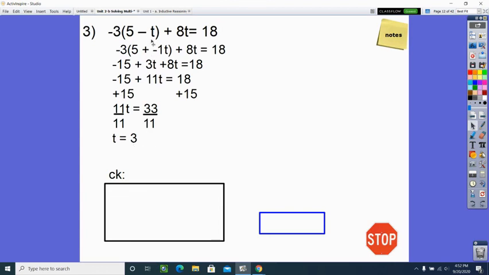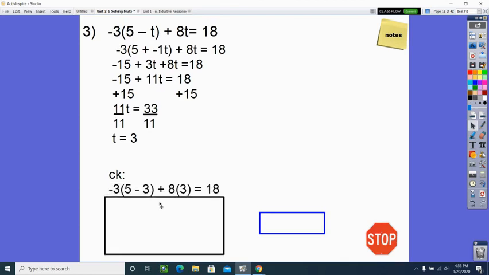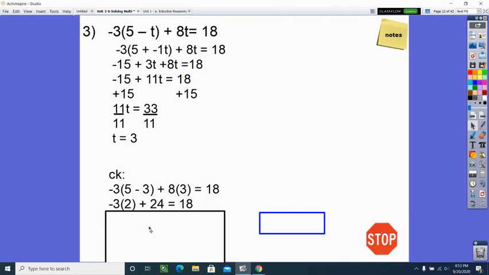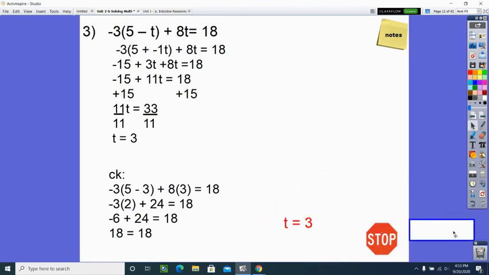Okay, I'm going to put that 3 back in the original. It's got to go in 2 spots. I'm going to do the parentheses first. No distributive property. I'm going to multiply. I guess I multiplied that one ahead of time, right? Oops. It's okay. And then I'm going to add. And there is a good check. My answer is t equals 3.